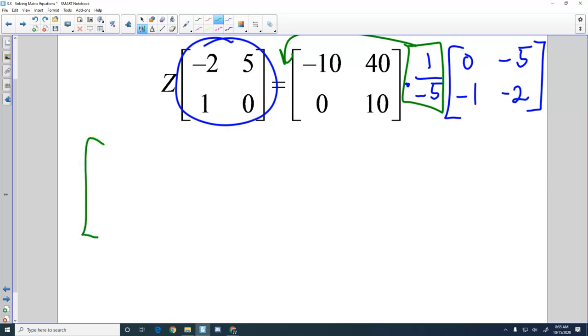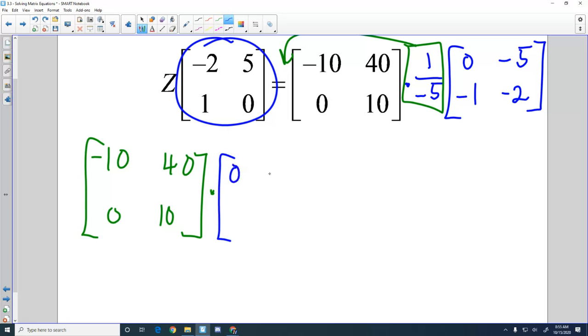So here's the work we have to do. We have to take negative 10, 40, 0, and positive 10 times 0, negative 5, negative 1, negative 2. We're going to multiply those together first. Once we're done, then we'll go ahead and divide by that negative 5 as our last step. But we want to multiply the matrices together first. It makes it a lot easier. So this is our calculation.